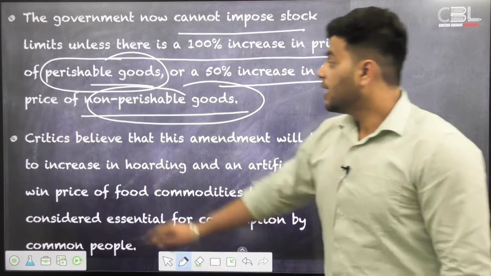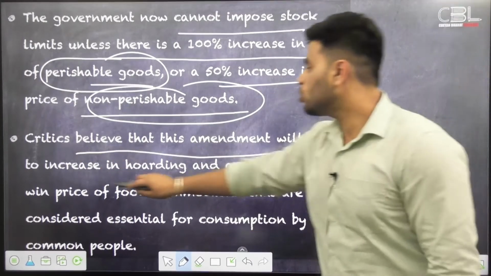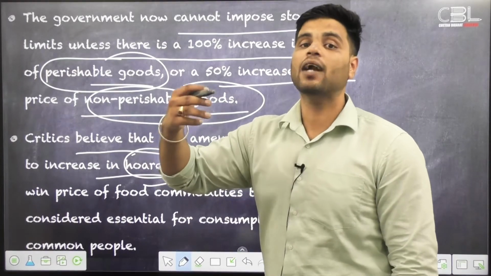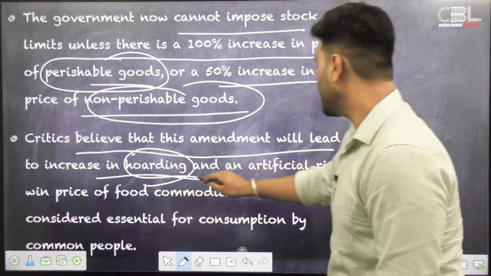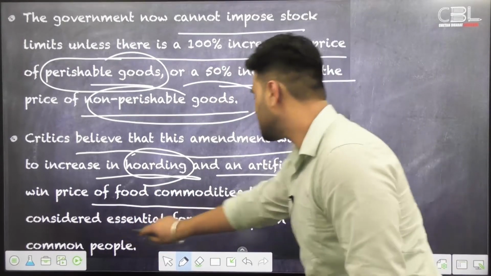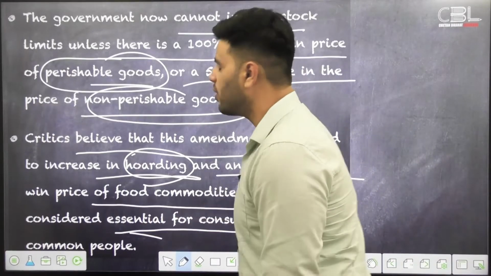Anyway, critics believe that this amendment will lead to an increase in hoarding. The reason why the Essential Commodities Act was installed in the first place was hoarding and an artificial rise in the price of food commodities that are considered essential for consumption by the common public.